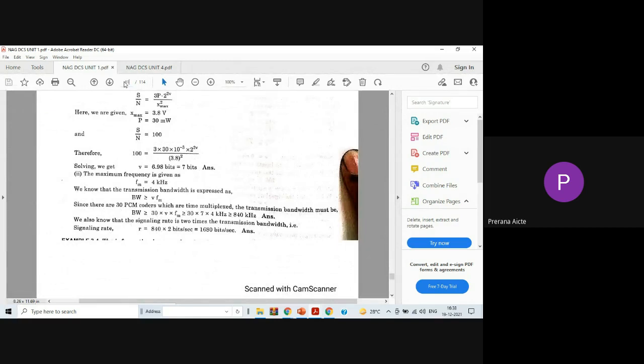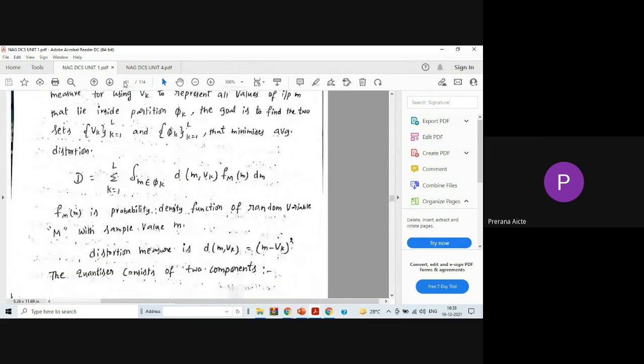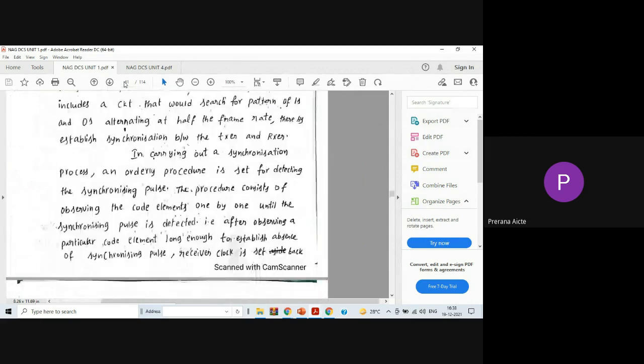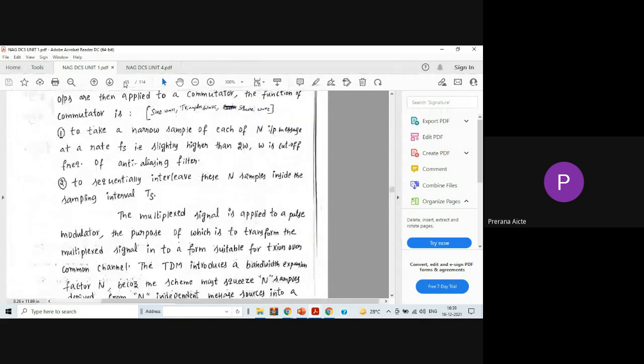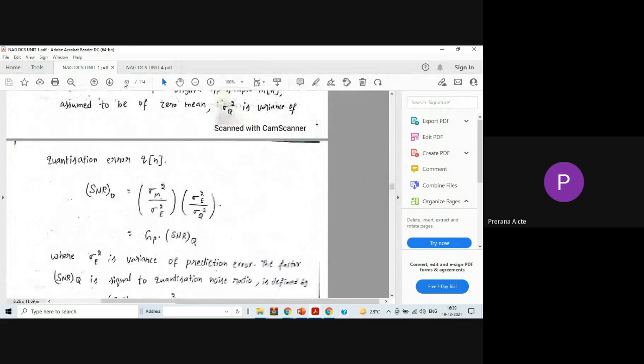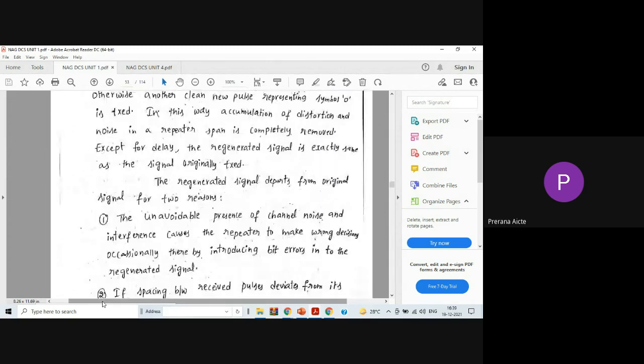Okay, now we are going to discuss one more topic, which is DPCM. What is that? Differential pulse code modulation. Okay, why? What is that differential pulse code modulation?